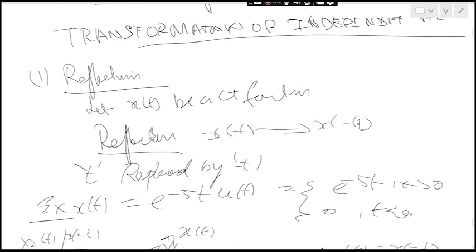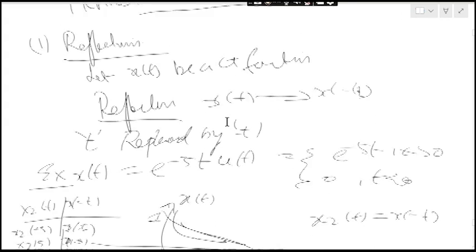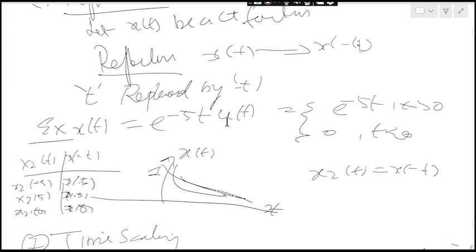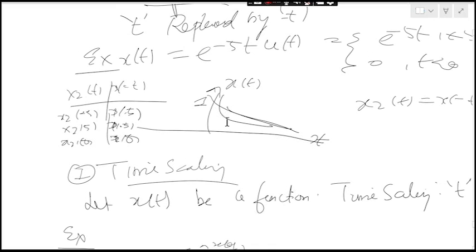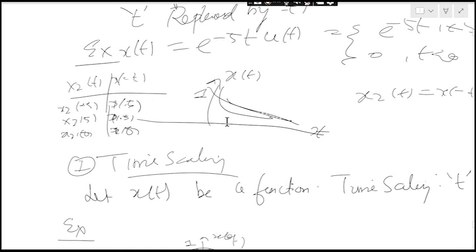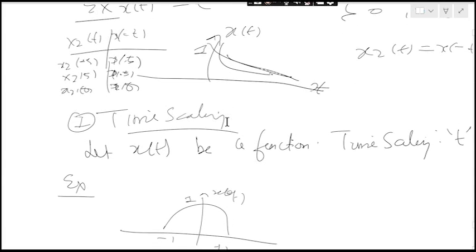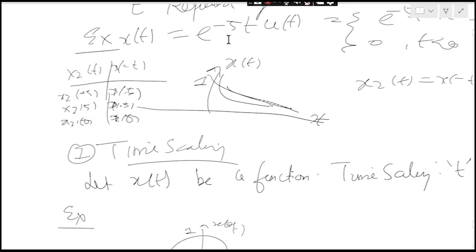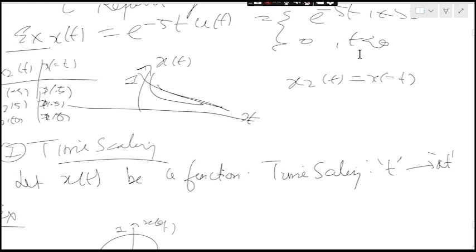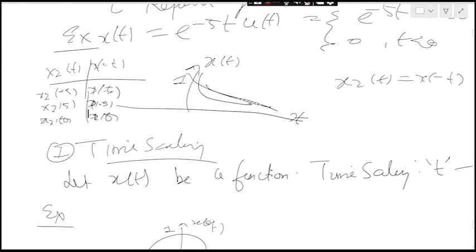Transformation of the independent variable, reflection, we are getting. Let x of t be the exact function. So for example, we are taking x of t equal to e raised to minus 5t times u of t. So we are taking the graph of minus 5, 5, 0, 5, 5, 0.